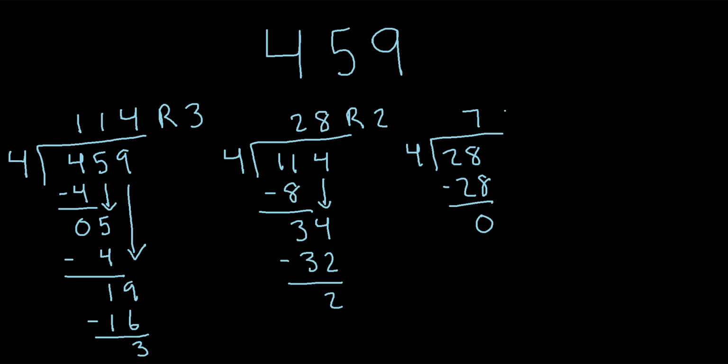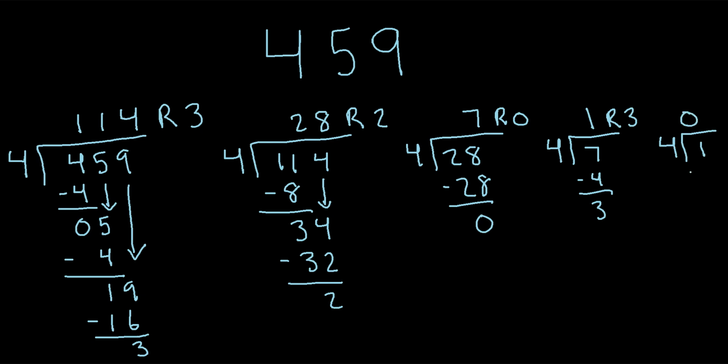And there's nothing left to pull down. So our remainder is 0. Then we'll repeat the process with the 7. We'll say how many 4s go into 7? Just 1. So 4 times 1 is 4. So we get 7 minus 4 is 3. There's nothing left to pull down. So the 3 is our remainder. And then we'll do how many 4s go into 1? That would be 0. So 4 times 0 is 0. So 1 minus 0 is 1, and this is our remainder of 1.